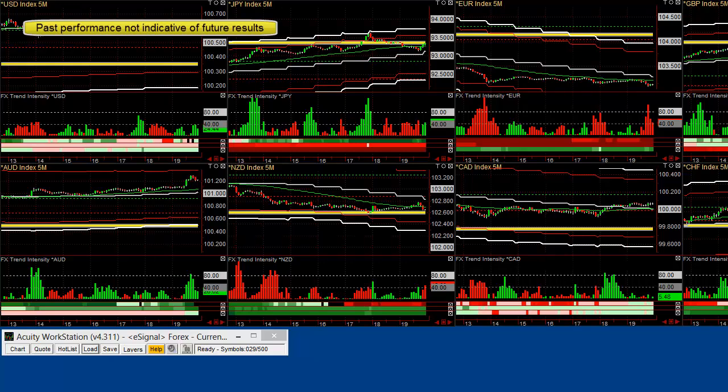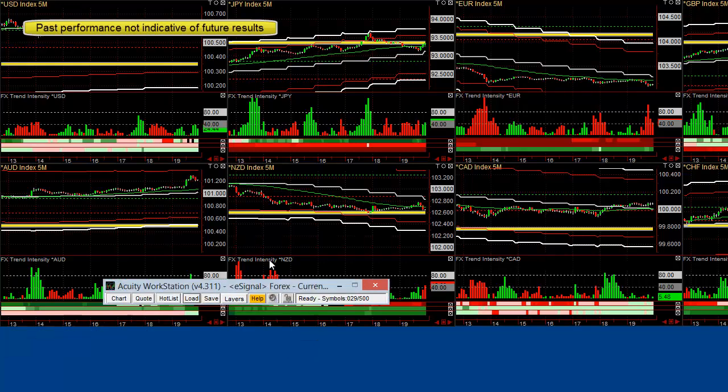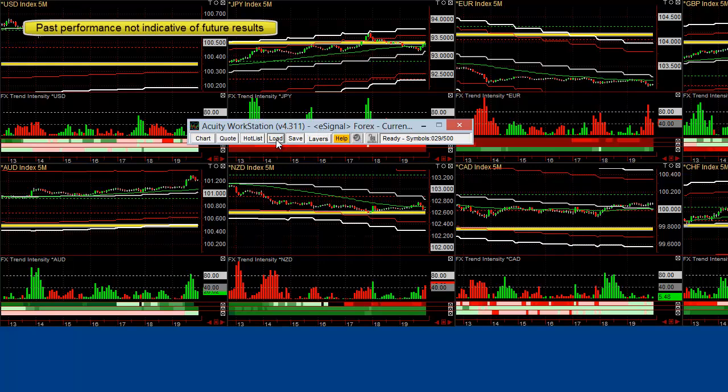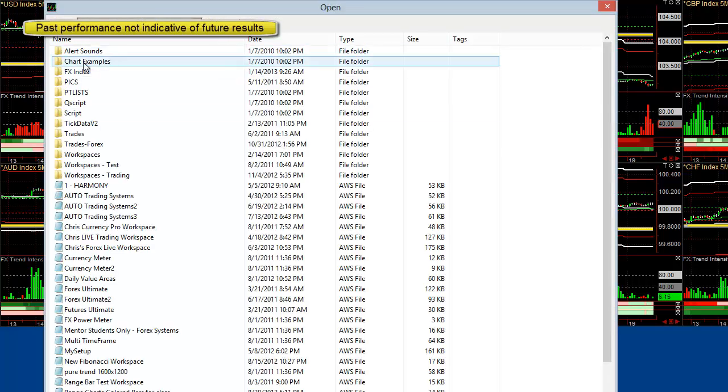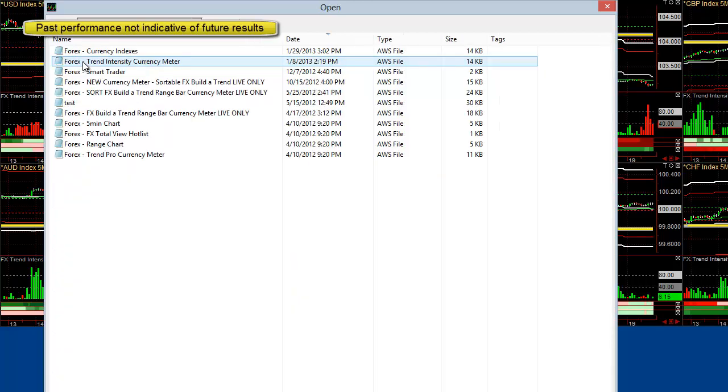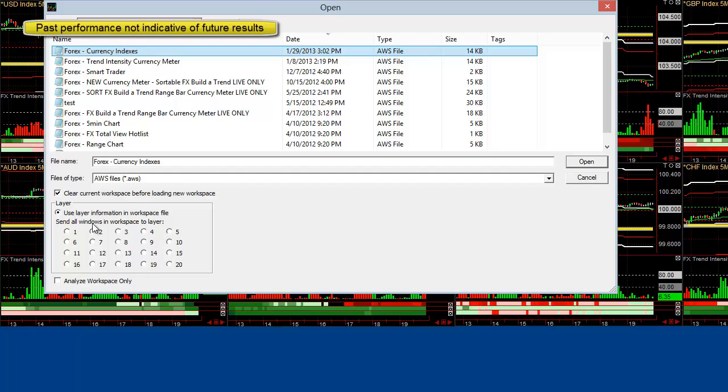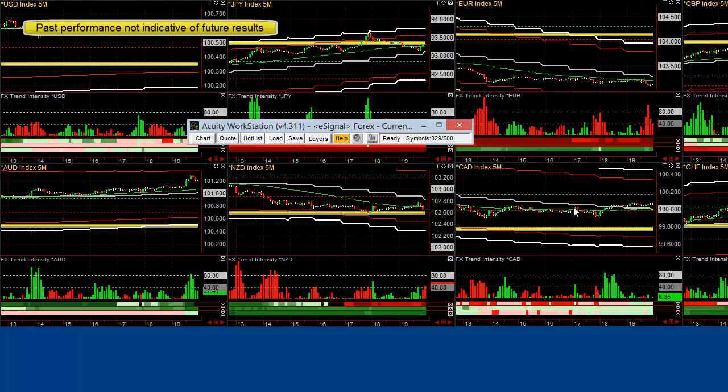I'm going to move some of these charts off the screen, and we'll focus on one or two at a time. But first, if you would like to load this sample workspace, you can easily add it to your charts by going to Chart Examples and then click on Forex Currency Indexes. And if you would like to add it to your existing workspace, uncheck Clear Current Workspaces and click Open.